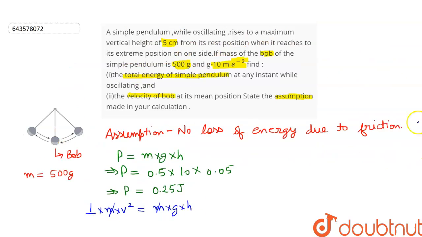So the answer of the question is the total energy is equal to 0.25 joules and the velocity of the bob is 1 meter per second.